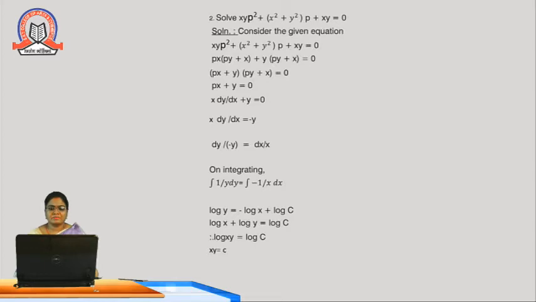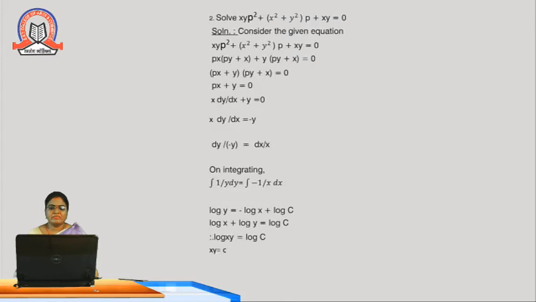Considering px plus y equal to 0, substituting p equal to dy by dx, using separable method, gathering y one side and x one side, integrating, we are getting the result log x plus log y equal to log c. Using logarithm property, log of xy equal to log c, cancelling log both sides, xy equal to c.